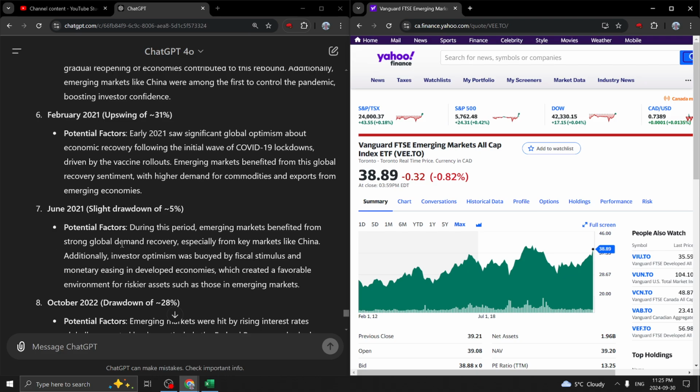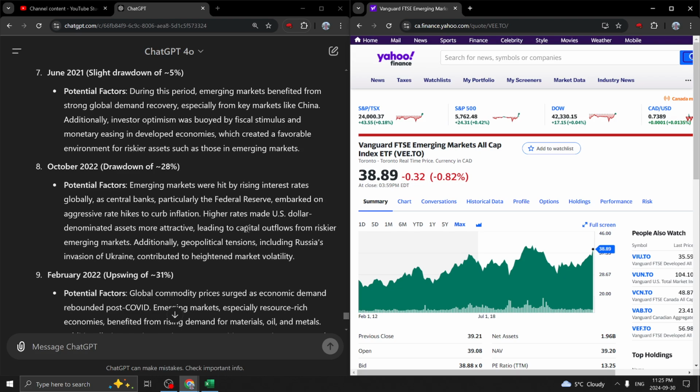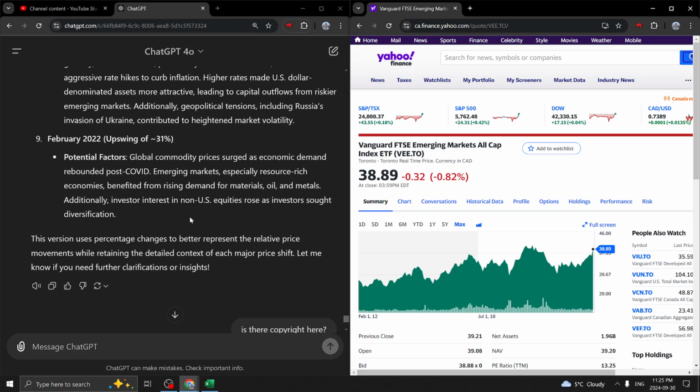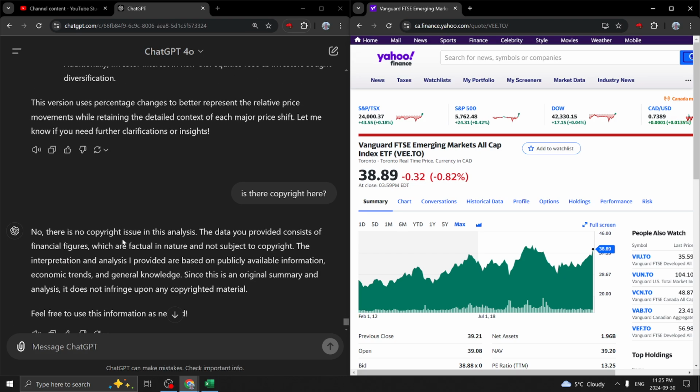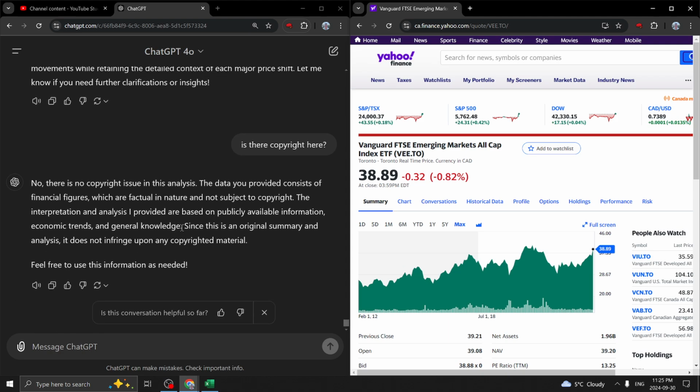Upswing 31%, slight drawdown 28, 31, 5. Upswing 31%. Okay.